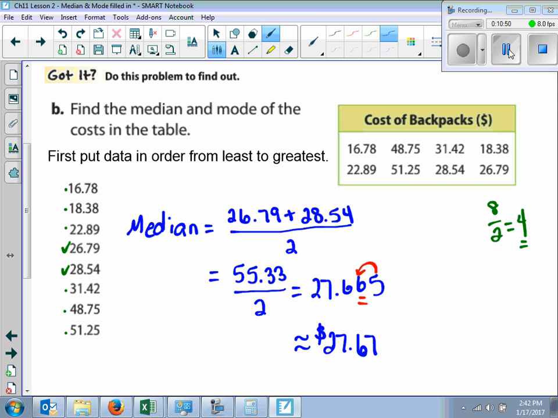And now we can find our mode. Once again, in order to find our mode, we need to find the data values that occur more than any of the others. Since, if you look at the list, there are no numbers that repeat, no numbers that occur more than once, we have no mode. Now, you don't want to write 0. You want to write no mode.